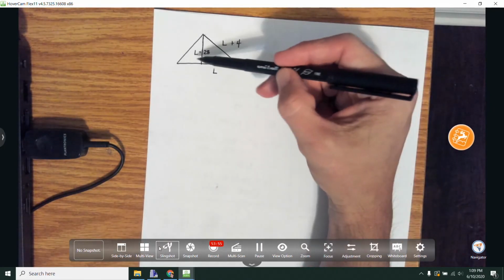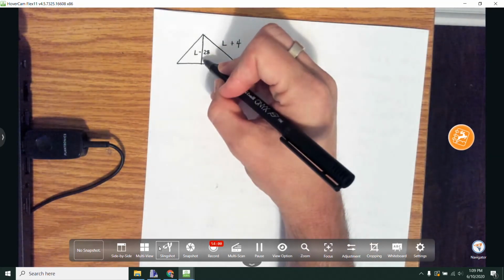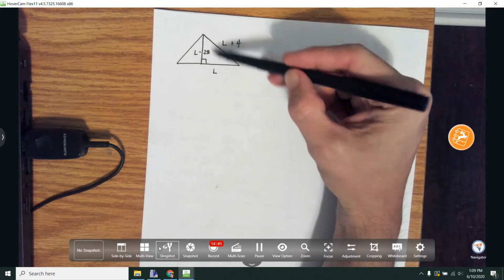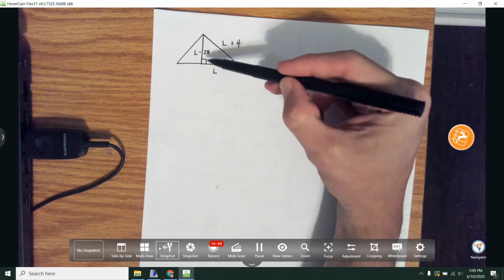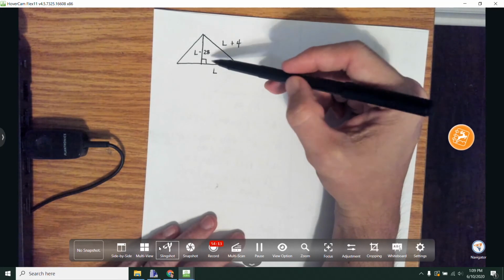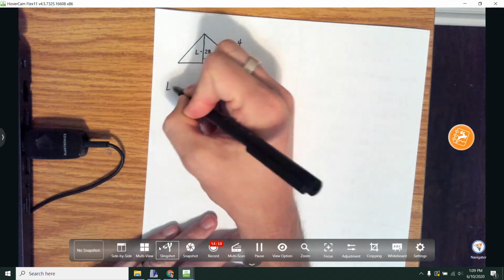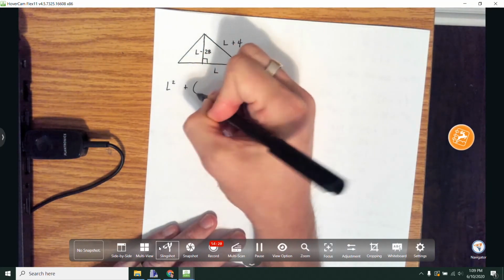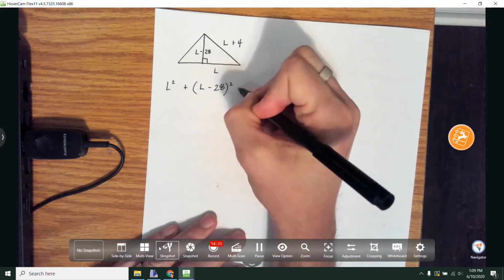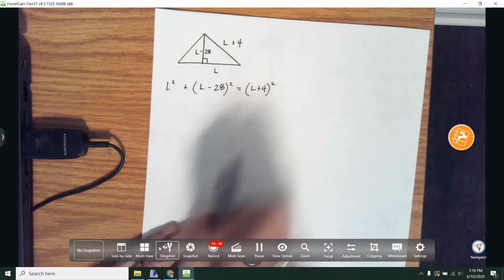These actually are supposed to be the same, but we're just going to be looking at this triangle in particular. And it is a right triangle like the problem said. It said that the hypotenuse of this triangle is 4 inches longer and the height of it is 28 inches shorter. We can use the Pythagorean Theorem to figure this out. This is our A, that's our B, this is our C. So we're doing L squared plus (L minus 28) squared equals (L plus 4) squared.